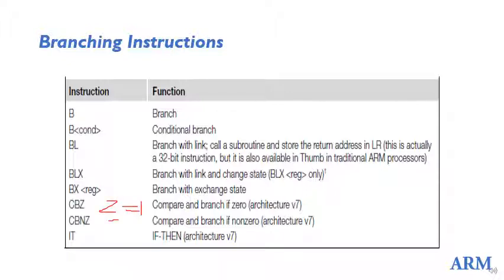The opposite of this is CBNZ. CBNZ means it will compare and branch if Z equal to 0, that is, branch if the Z flag is not equal to 1. And IT is the if-then instruction which we have just seen. Okay. Thank you.